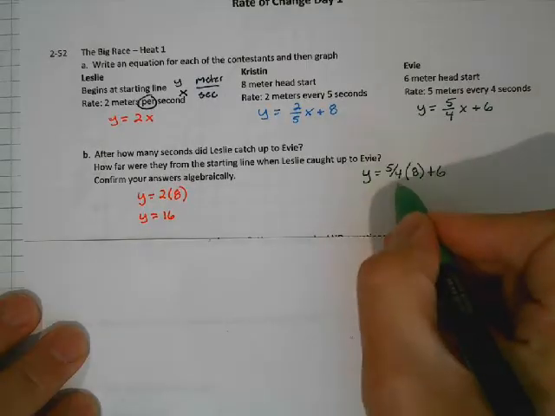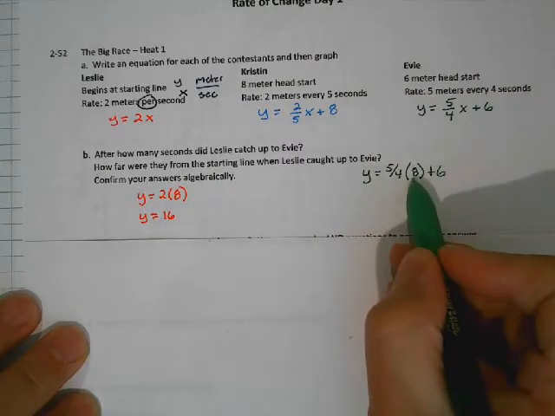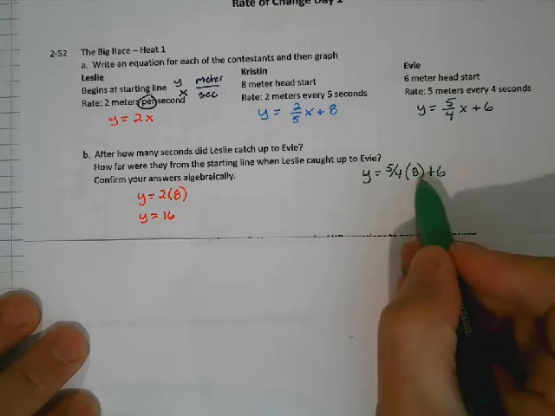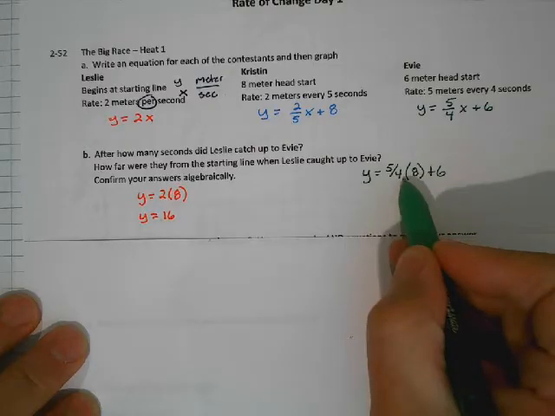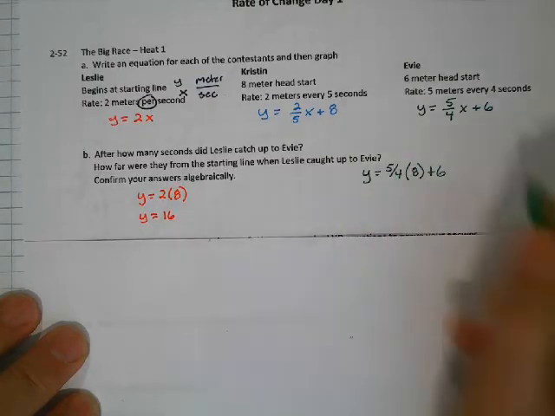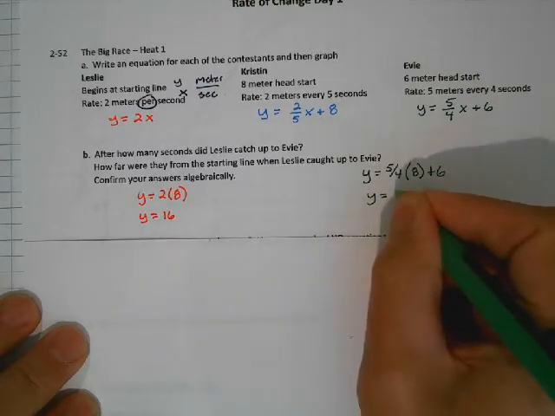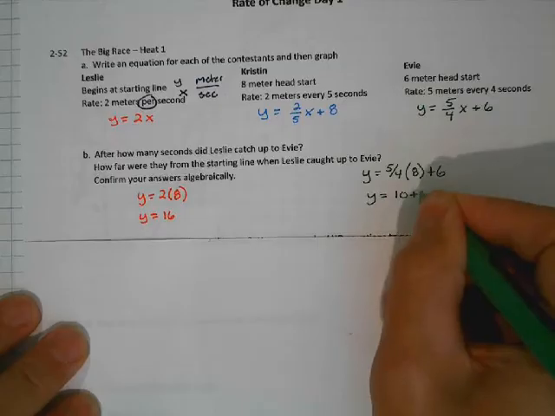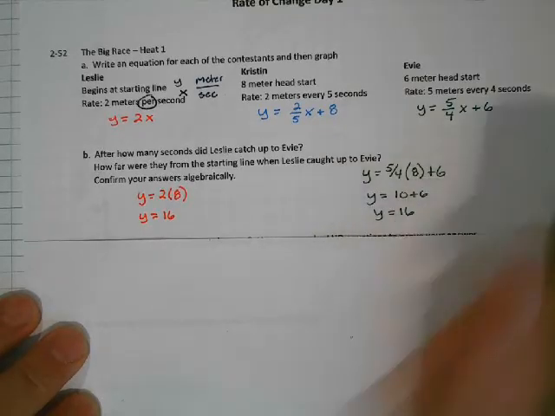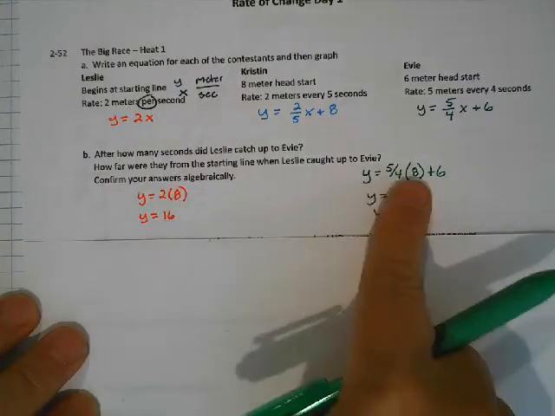Now 5/4, this is saying we're going to multiply by 5 and divide by 4. It's usually easier to divide by 4 first. So I'm going to take 8, divide by 4, that gives me 2, and then I'm going to multiply by 5. 5 times 2 is 10. So 5/4 times 8 is 10 plus 6, and it looks like they're both at 16 meters when we evaluated for 8.